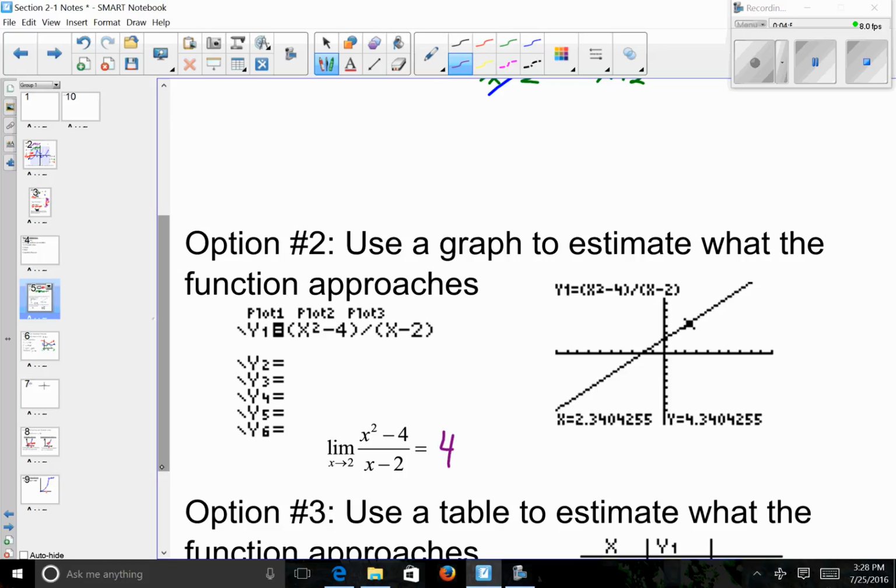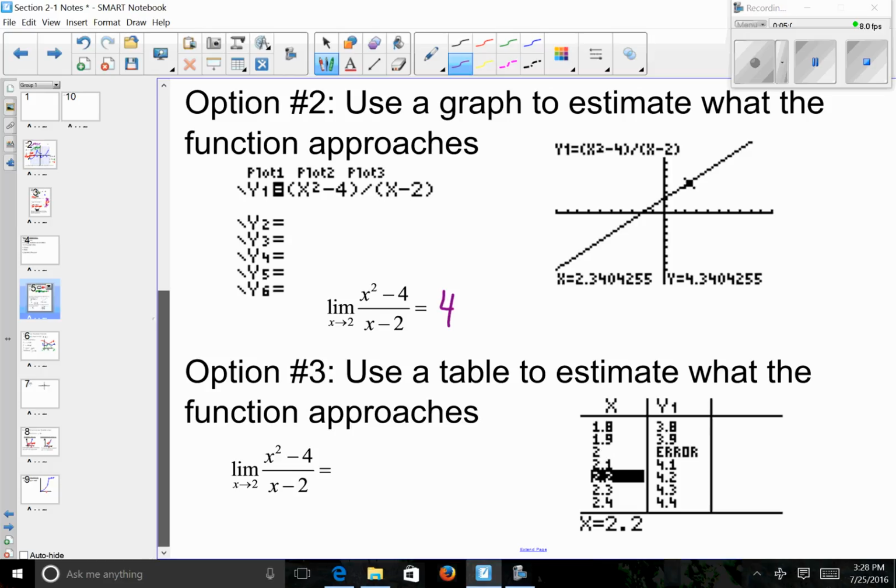Or again, I could make a table or more easily pull a table up on my calculator. And when I look at the table, yes, there's an error when x equals 2, but remember, for a limit, I don't care what happens at 2. I care about what are my y's approaching as I get closer to an x value of 2. And I can see, well, I've got 3.8, 3.9. Coming from above or from the right, I've got 4.3, 4.2, 4.1. And it's looking like that limit is approaching 4.